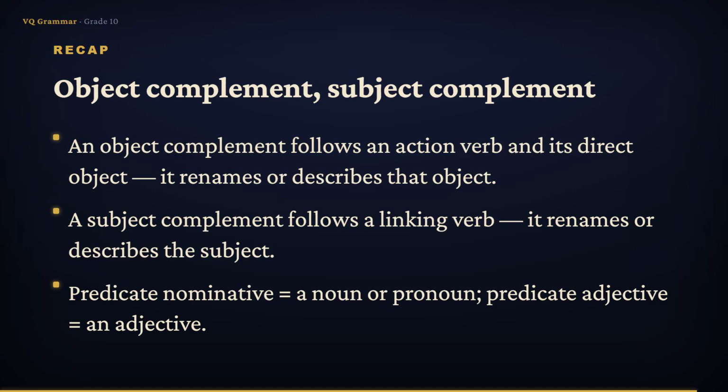Always start with the verb. An action verb sends the complement back to the object. A linking verb sends it back to the subject. And with that, Unit 2 is complete. You can now take a sentence apart piece by piece. Subject, verb, direct object, indirect object, and both complements. That's the whole skeleton. Nicely done, and I'll see you in the next unit.